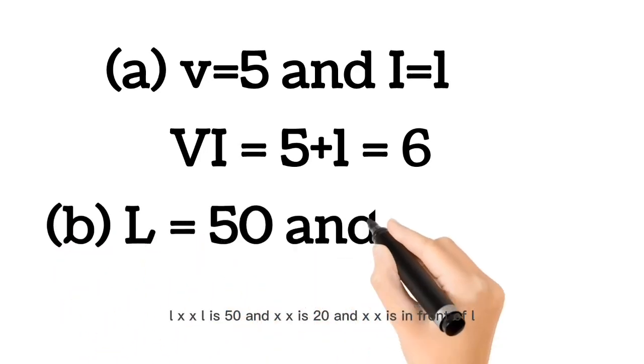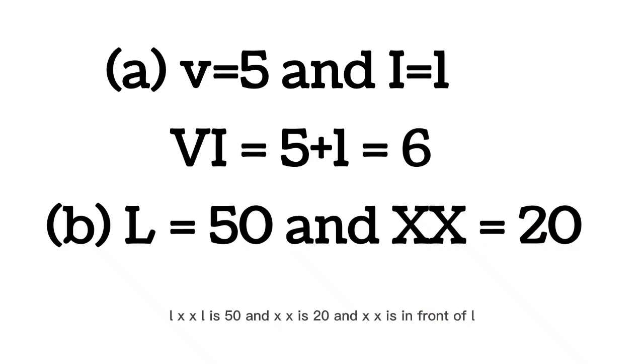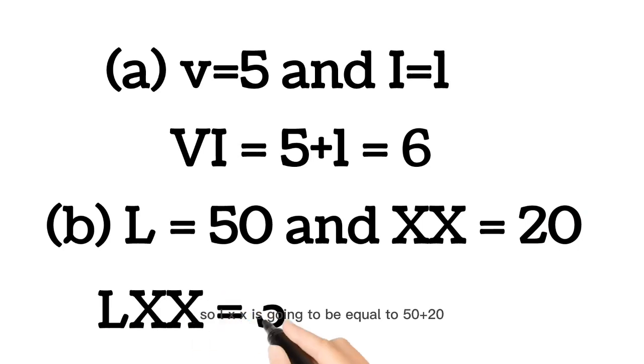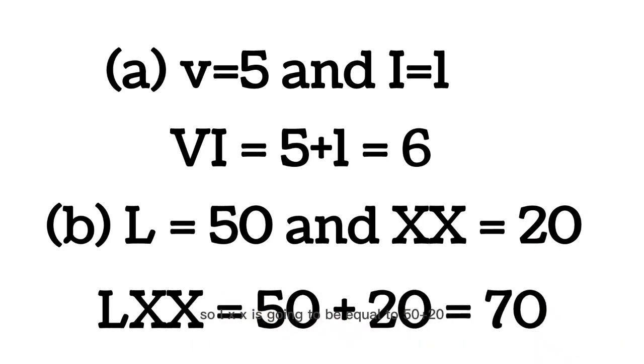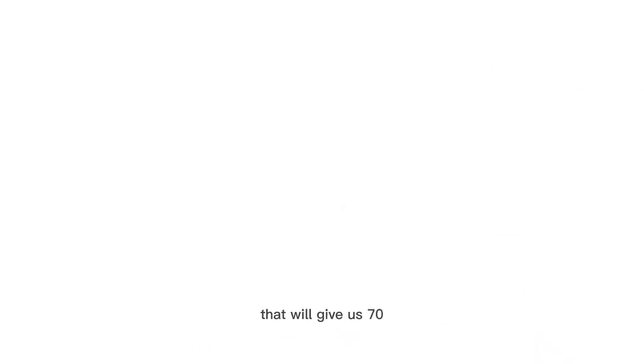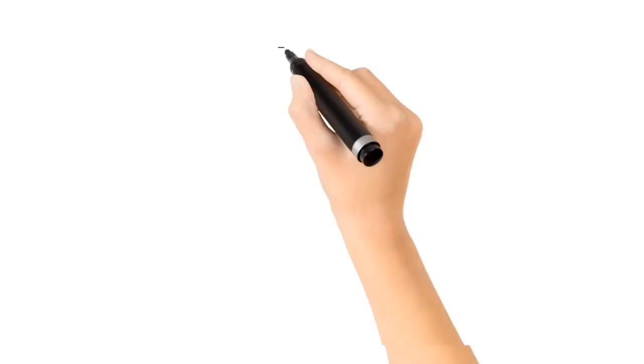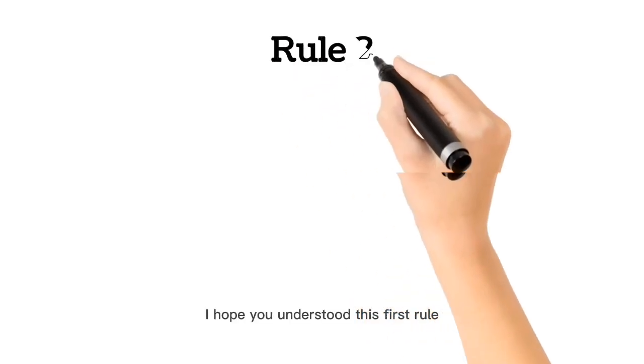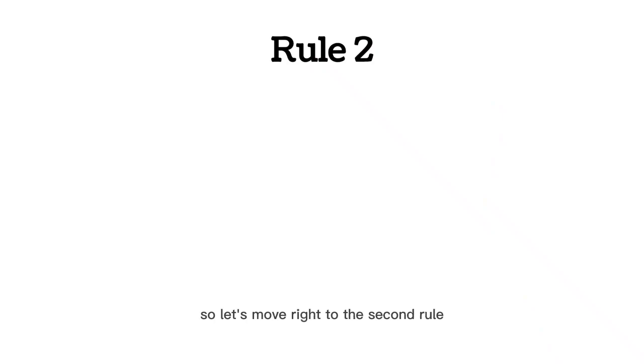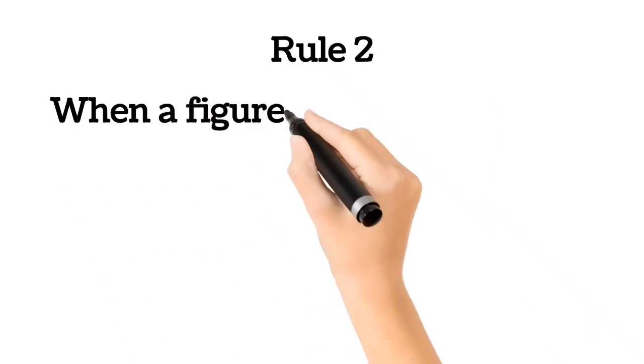L is 50 and XX is 20, and XX is in front of L. So LXX is going to be equal to 50 plus 20. That will give us 70. I hope you understood this first rule. So let's move on to the second rule.